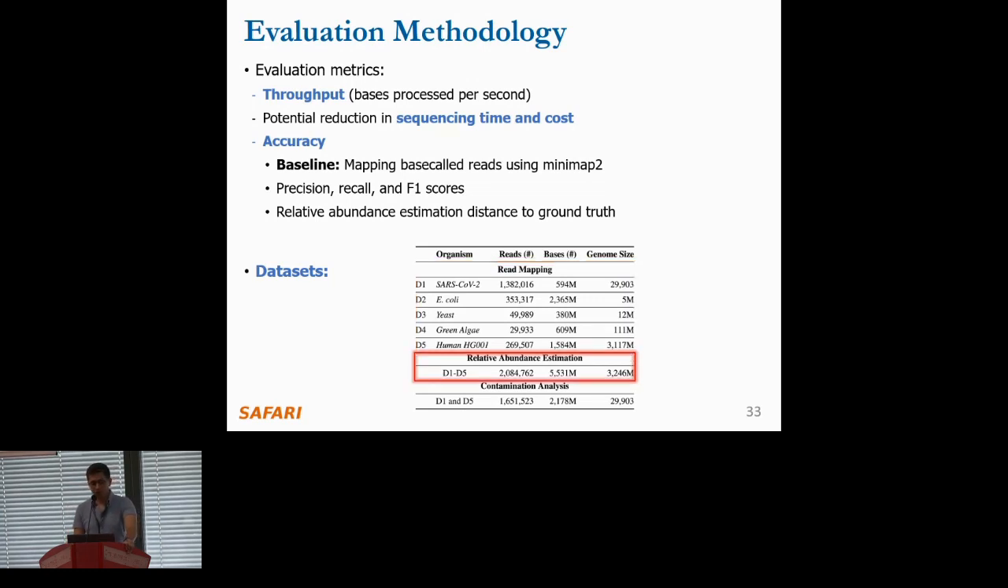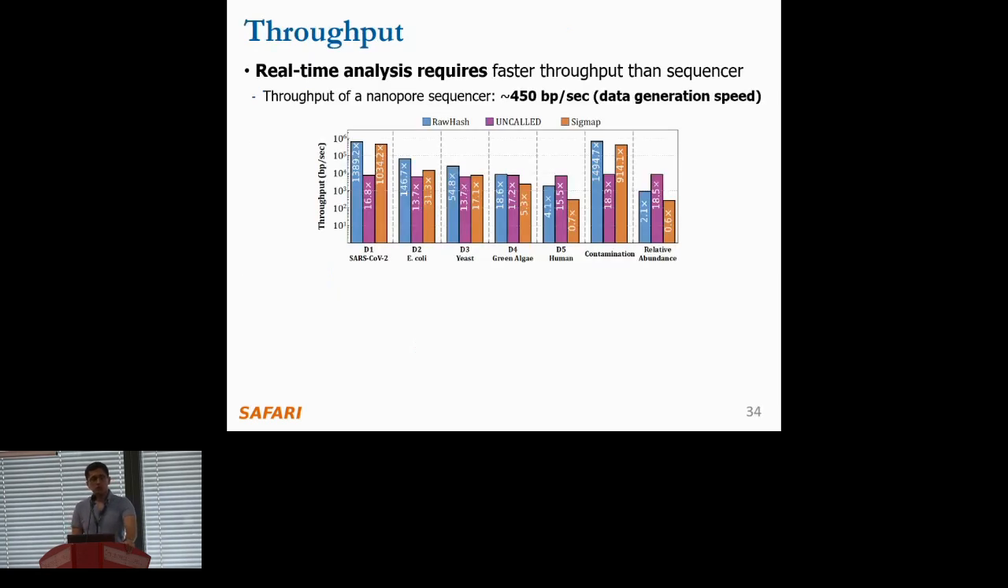For relative abundance estimation, we combine both the reads and the reference genomes used in all data sets from D1 to D5. And for contamination analysis, we combine the COVID-19 and the human read sets and map them to the COVID-19 reference genome. On the y-axis of this figure, we show the throughput results from each tool, and inside the bars, there are improvements over the throughput of a Nanopore sequencer, which is around 400 bases per second. On the x-axis, we show the data sets we use to generate these results.